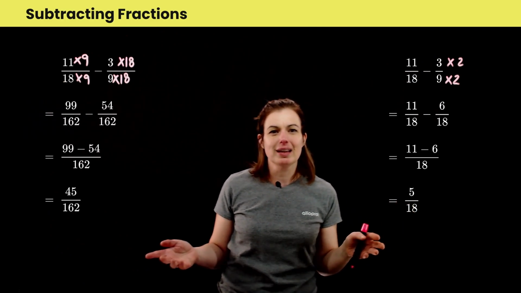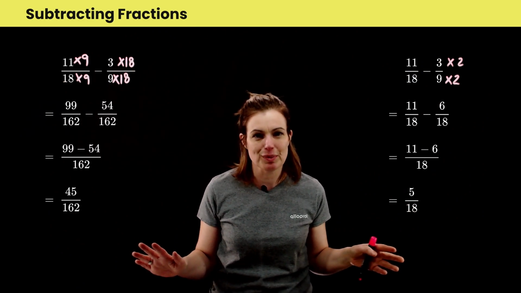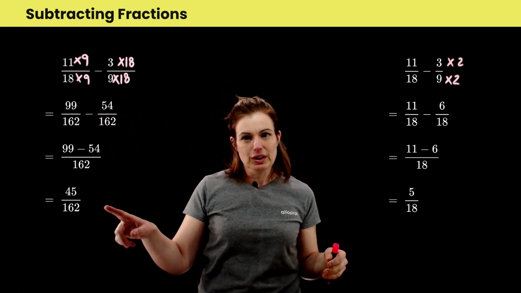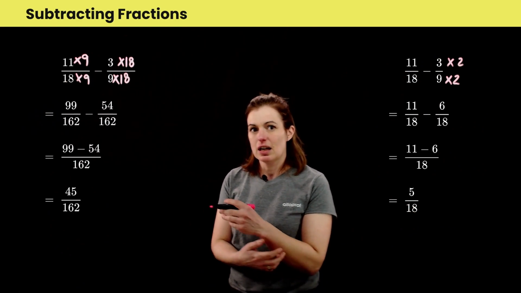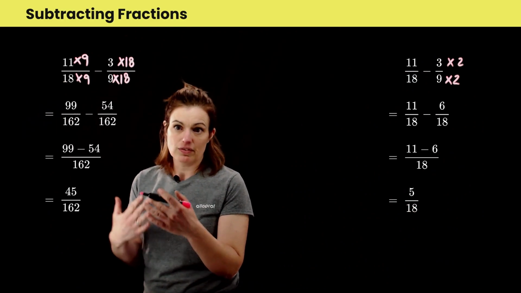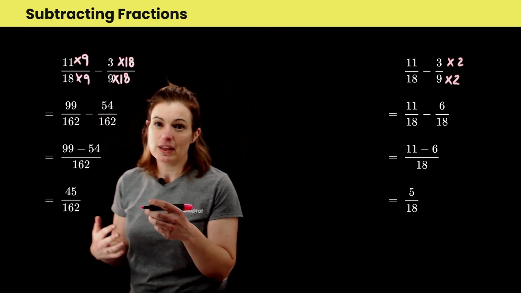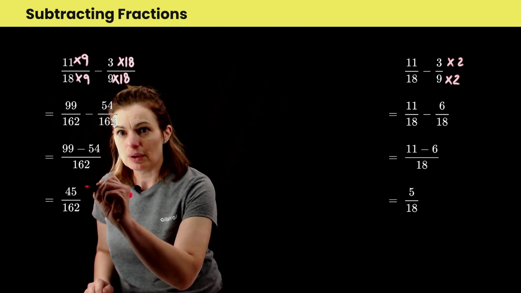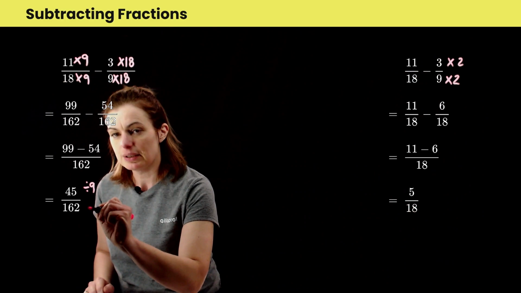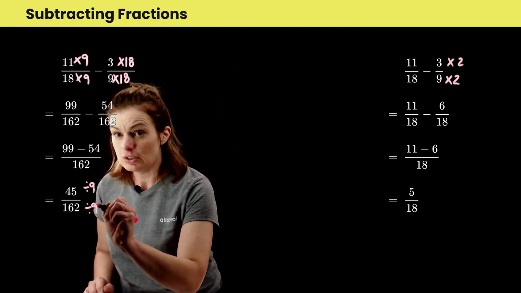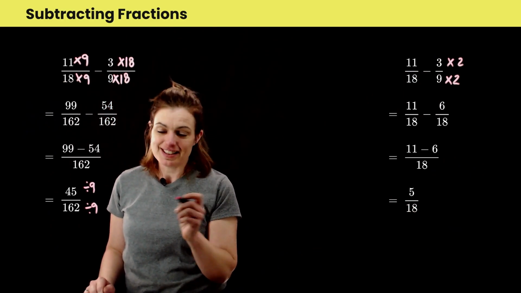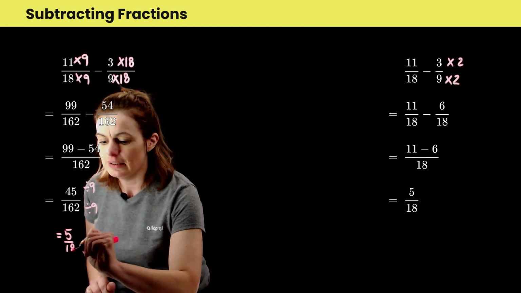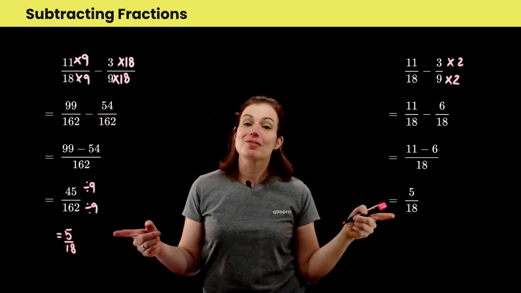Some of you are probably thinking, that doesn't look like the same fraction to me. But remember, you should always be reducing your fractions. So if I go over here, I can actually get numbers evenly into 45 and 162. The greatest common factor between 45 and 162 is 9. So I'm going to divide 45 by 9, and divide 162 by 9. And that gives me the 5 over 18, which is what I'm expecting from the other side.